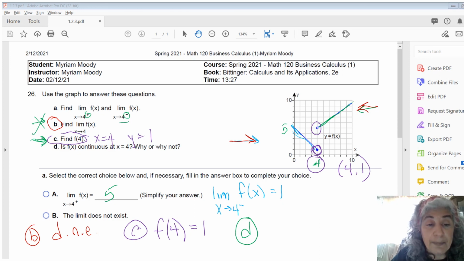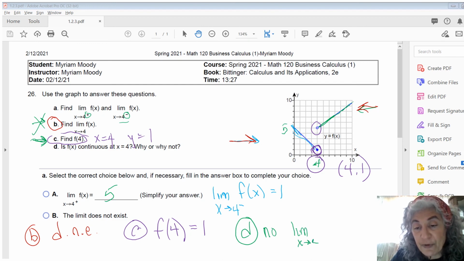So part D, is it continuous? No, it is discontinuous. Why? Because the limit as x approaches 4 of the function does not equal f of 4.